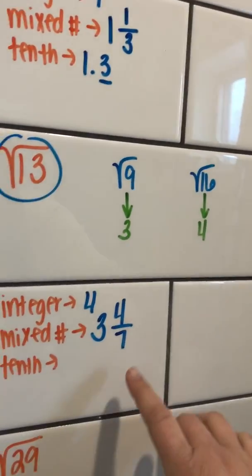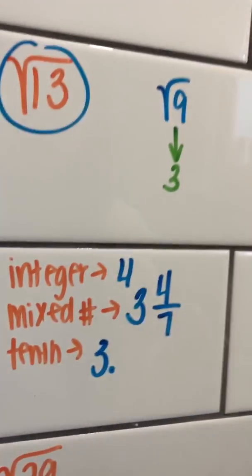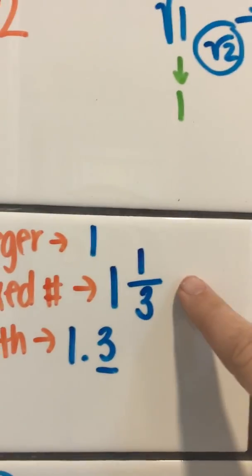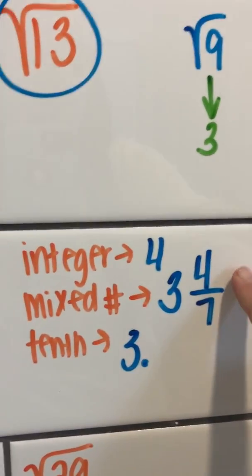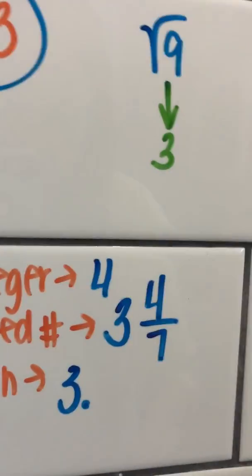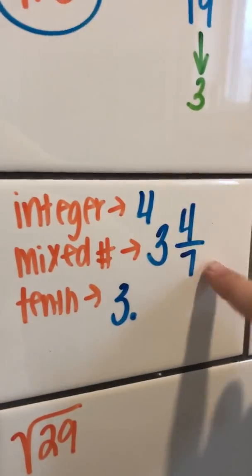What we need to know is, what is 4/7? For my tenth down here, I know it's 3 point something. And up here, we knew that 1/3 was 0.3, and we knew that 4/5 was 0.8. But down here, maybe we don't know what 4/7 is. So we can do some long division to figure that out. And what this means is 4 divided by 7.